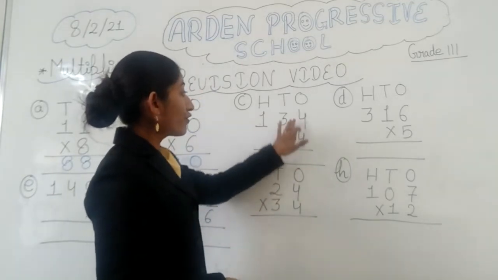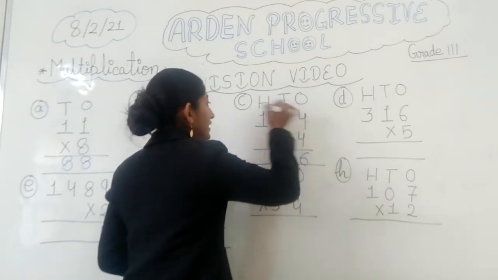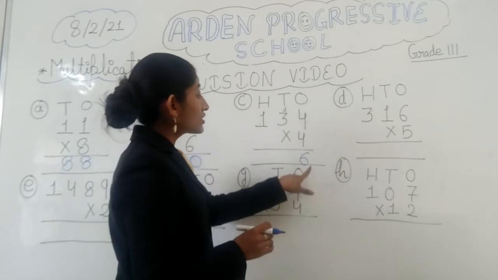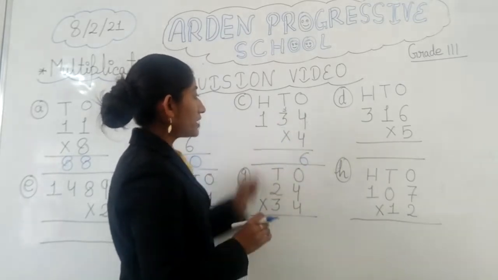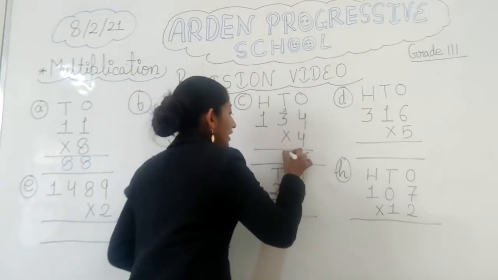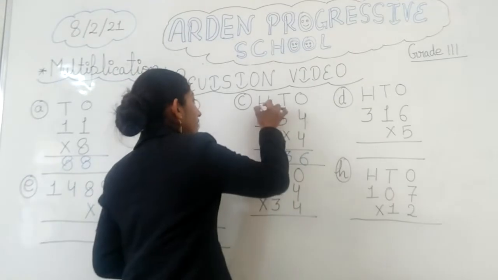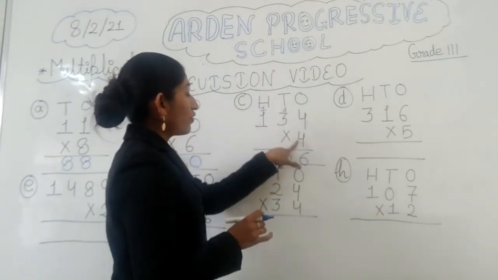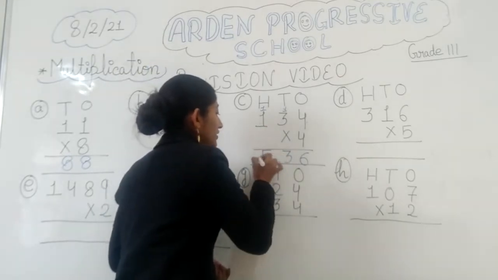Now 4 into 4 is 16, and 6 and 1 is carry. 1 is carry because we cannot write the complete 16 here. So 6, and this 1 is carry. 4 3s are 12. 12 plus 1 is 13, and we write the 3 of 13 here, then 1 will go as carry. 4 into 1 is 4. 4 plus 1 is 5.